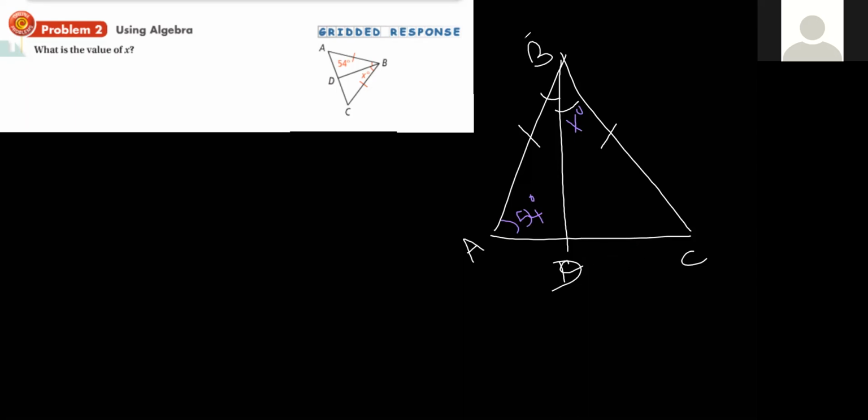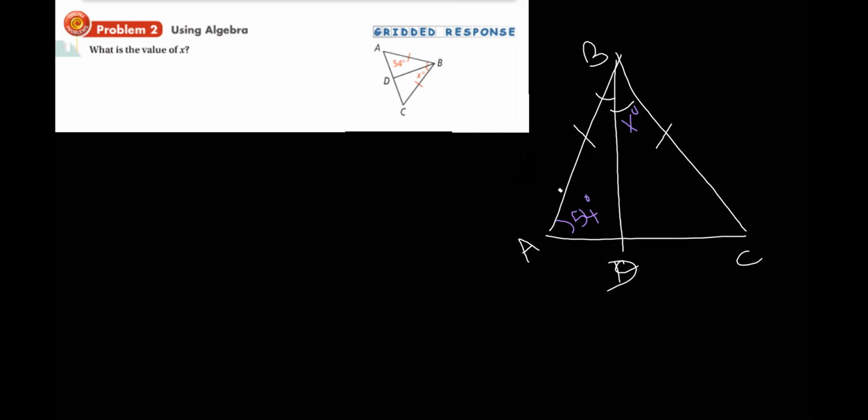Is the question clear? Yes, teacher. Okay, so here now I have A, B, C. This is an isosceles triangle, and inside this isosceles triangle we have a line. This line bisects the angle up and makes this one and this one equal. I want you now to find X. Who gives me the idea?